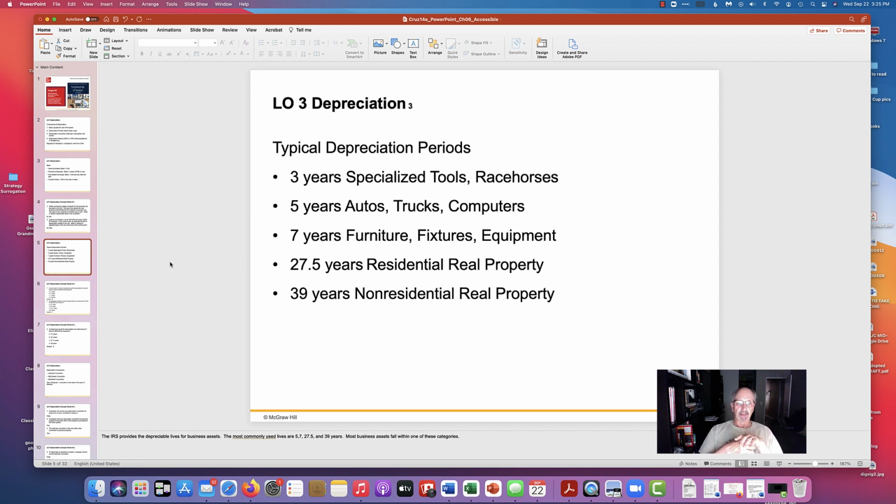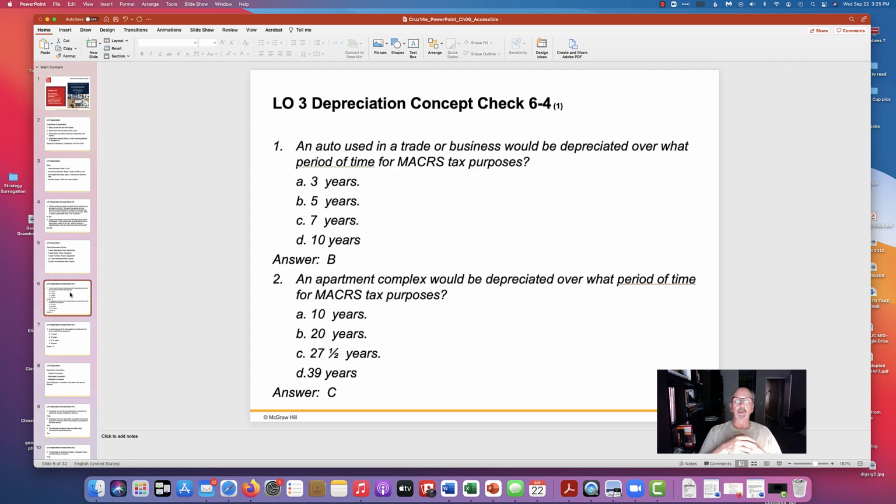Typical depreciation periods. Now, these are MACRS schedules of depreciation. 3 years for tools, racehorses. 5 years, autos, trucks, computers. 7 years for furniture and fixtures. 27.5 years for residential real property. 39 years for non-residential real property.